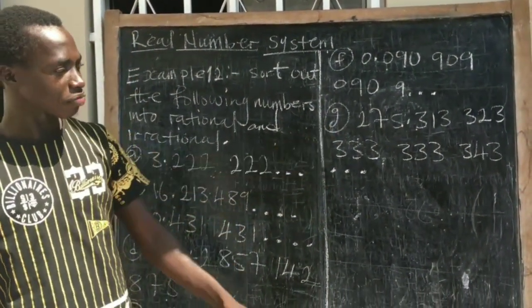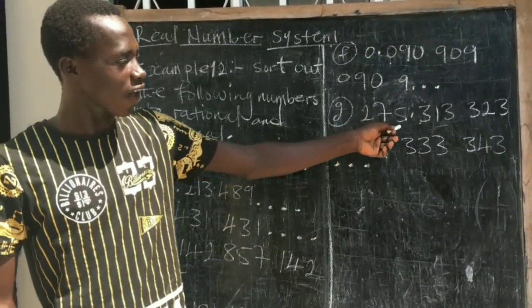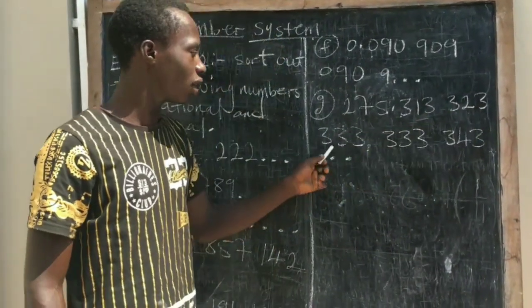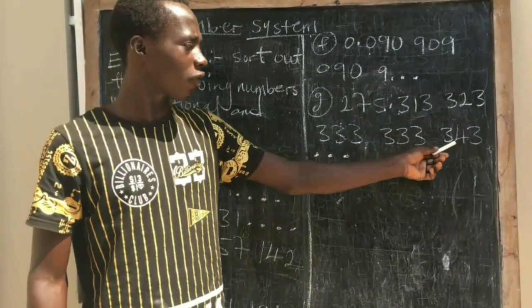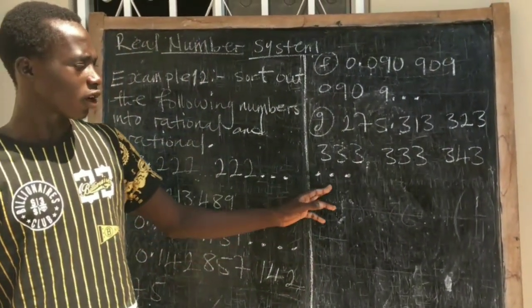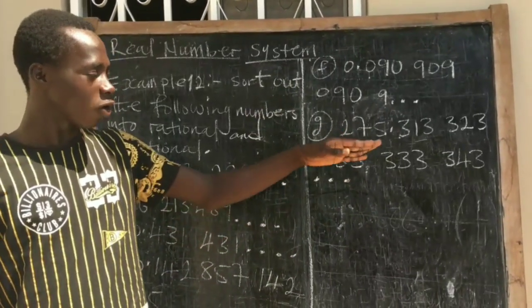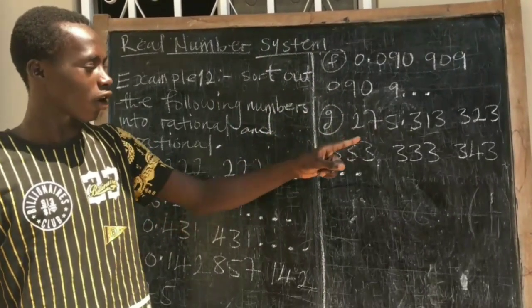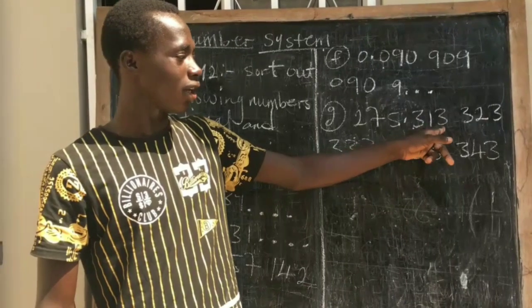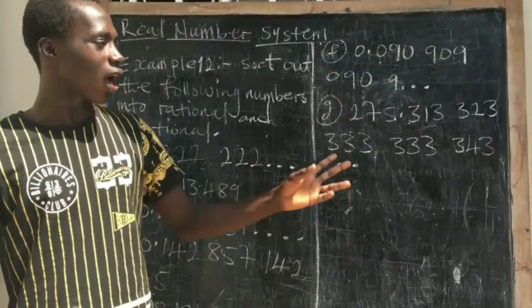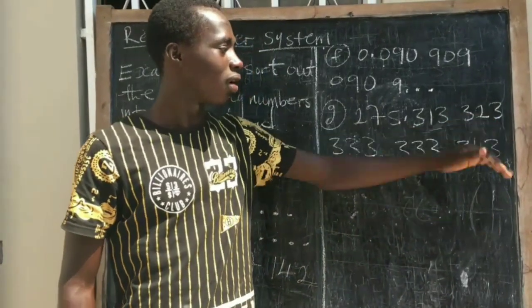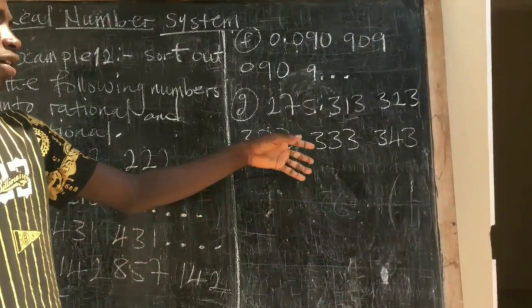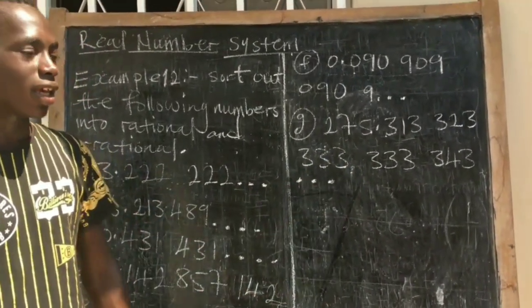So let's go to letter G. Letter G, 223, and we have 333, 343. Look at this. It is also non-terminating because it doesn't stop. It is also non-terminating, but it is non-recurrent. Look at it. It is non-recurrent decimal. We have 313, 323, 333. We have three different numbers there that are not the same. Three patterns that are different. So therefore, it is said to be non-terminating, non-repeating decimal. So that is said to be irrational numbers.